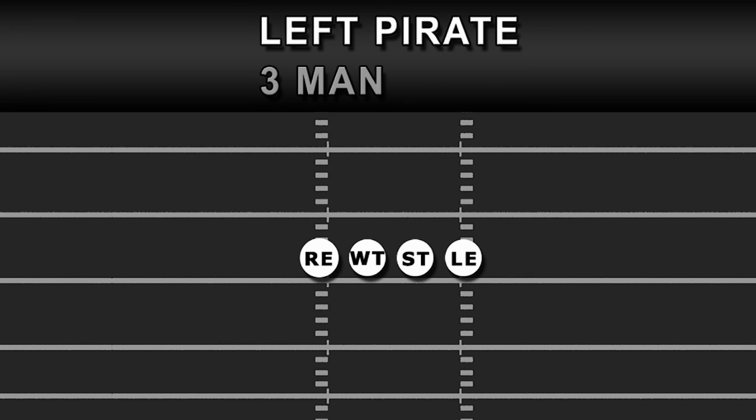The left pirate three-man has the right end going inside along with the weak side defensive tackle. The strong side defensive tackle loops around both of them and past the right end before heading up towards the quarterback. The left end takes the rush towards the inside.